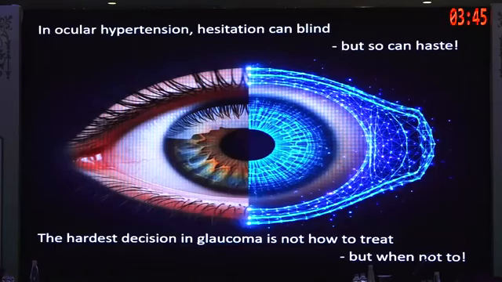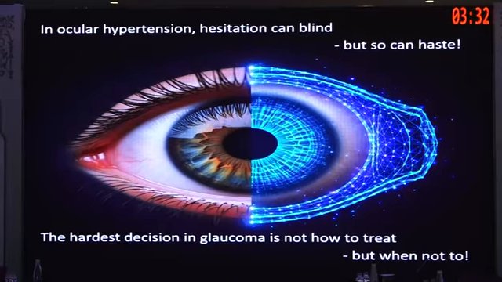So, to sum up, in ocular hypertension, hesitation can blind, but so can haste. And I will conclude with the quote that the hardest decision in glaucoma is not how to treat, but when not to. Thank you, AIOS and the chief instructor for giving me this opportunity.